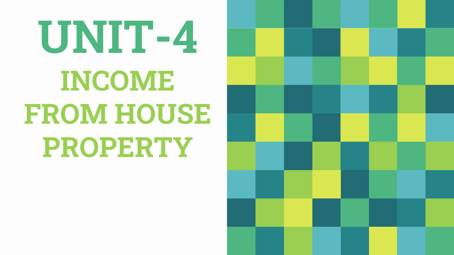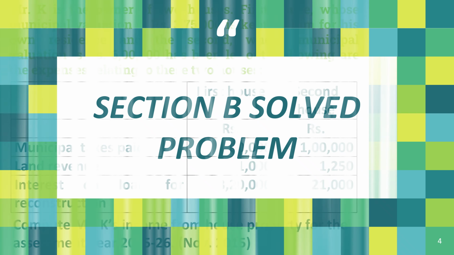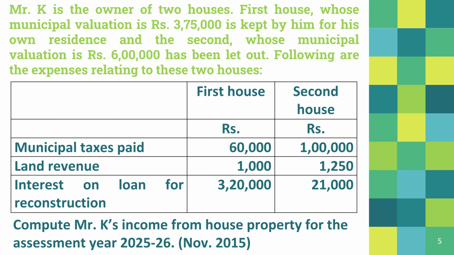Now we will be looking into one question under the head income from house property. So there goes the solution for this question. Here, there are two houses. The first house, the municipal valuation is 3,75,000, used for his own residence. And the second house is of municipal valuation 6 lakh, which is let out, with the following expenses: municipal taxes paid, land revenue, interest on loan for reconstruction.